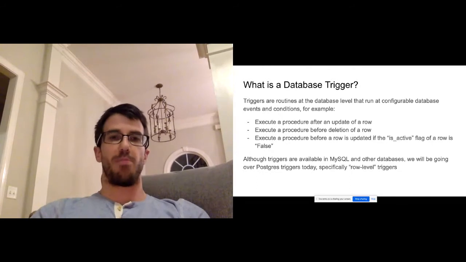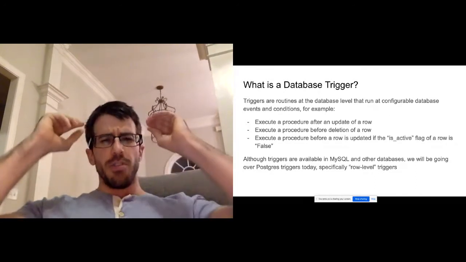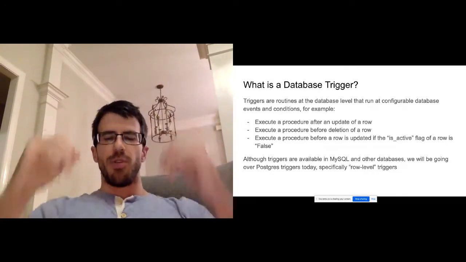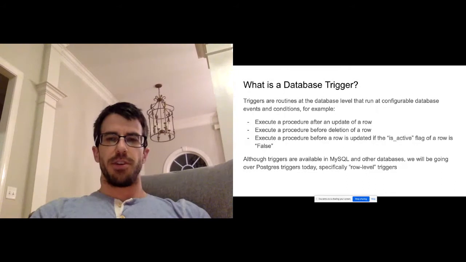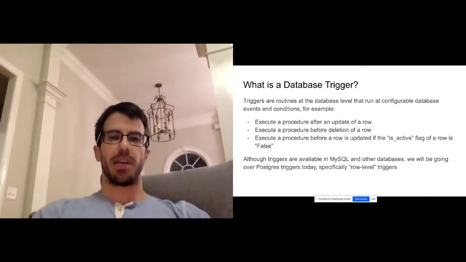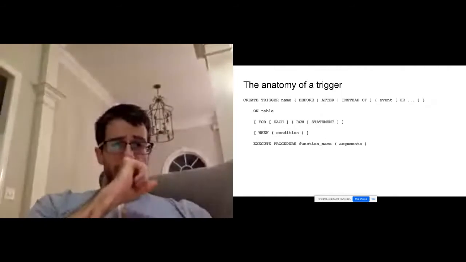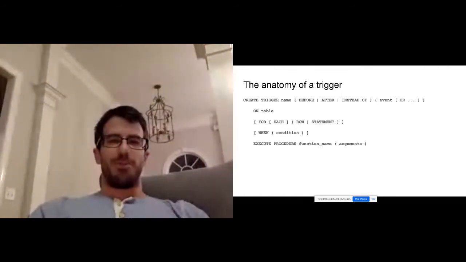So these are some very broad examples, but this kind of gives you an idea of what triggers are. And although triggers are available in MySQL and other databases, as mentioned earlier, we're going to be covering Postgres triggers today, specifically row-level triggers. However, if you don't use Postgres in your application, a lot of this talk will still be applicable to you. So the anatomy of a trigger, what does this look like?